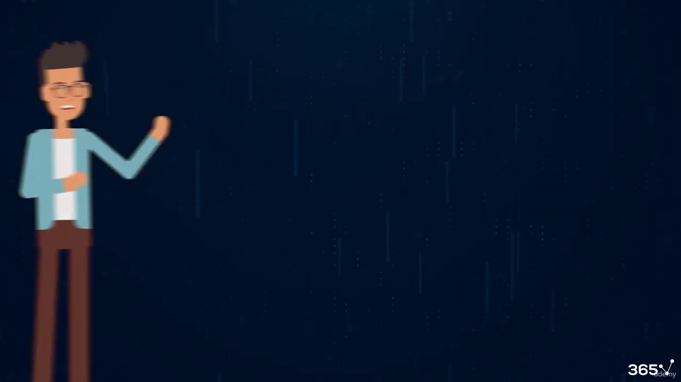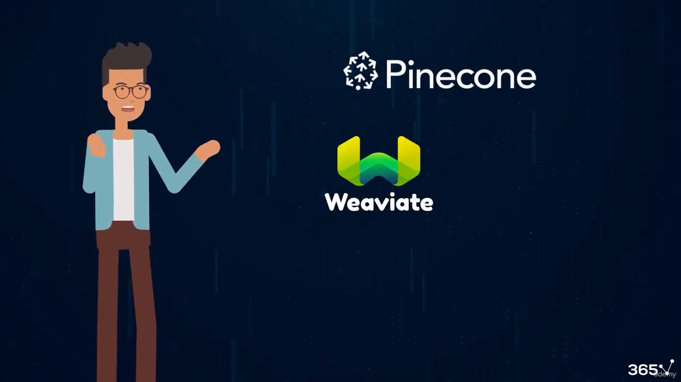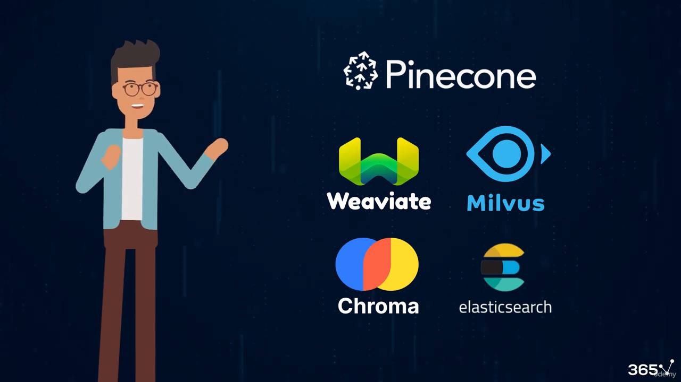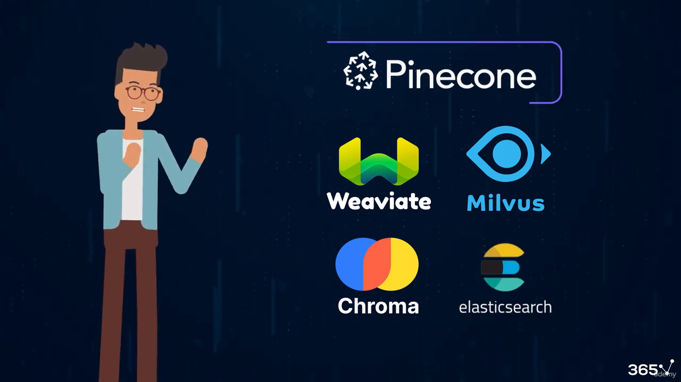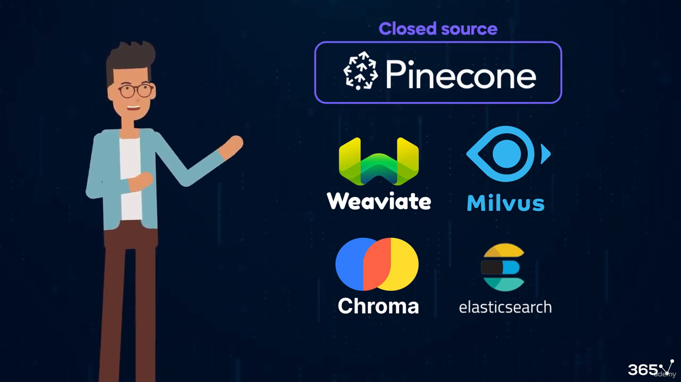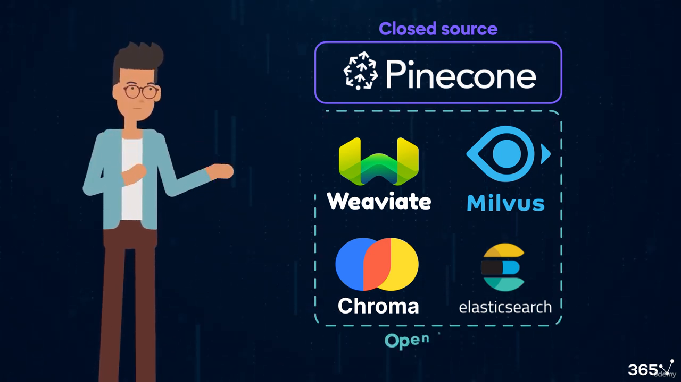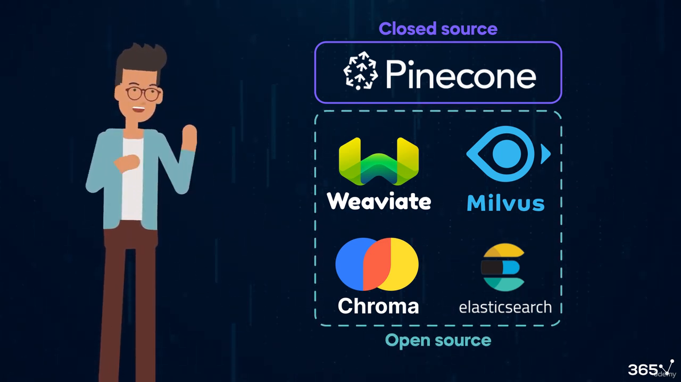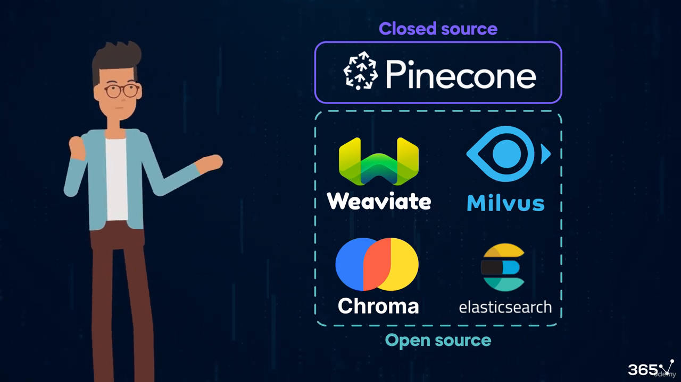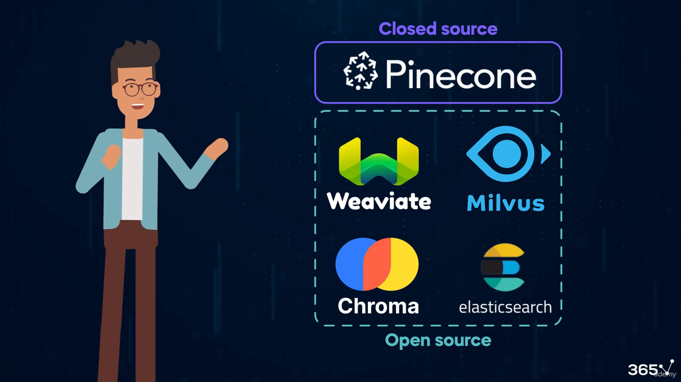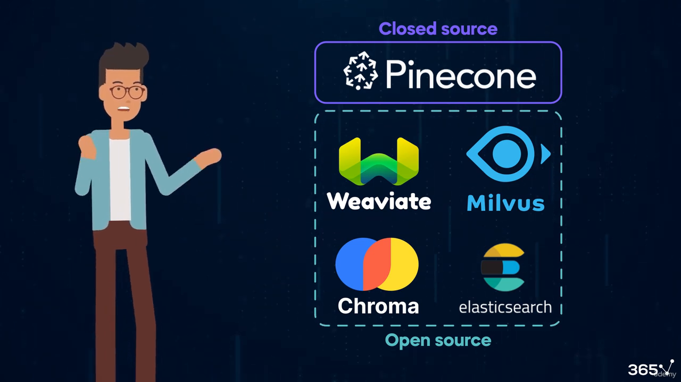For your AI projects, consider popular vector databases like Pinecone, Weaviate, Milvus, Chroma, and Elasticsearch. While highly popular, Pinecone is not open source, which may limit some projects. In contrast, Weaviate, Milvus, Chroma, and Elasticsearch offer popular open-source alternatives. We'll spend more time discussing open versus closed-end AI tools in our next session.